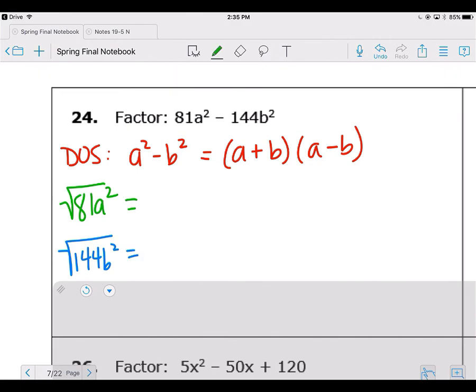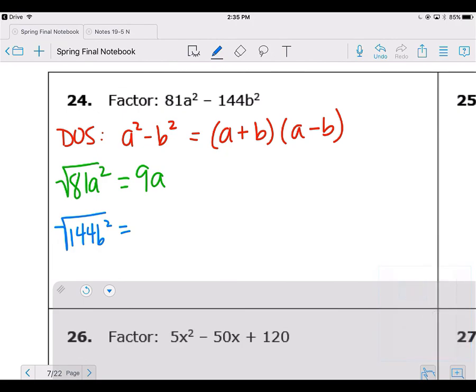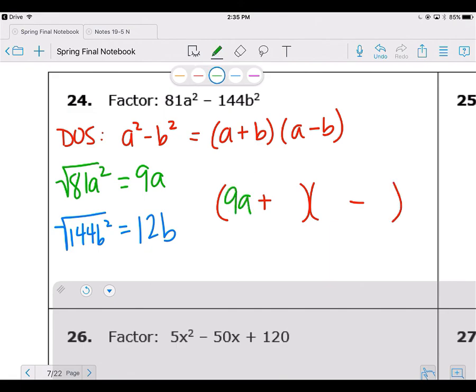So the square root of 81a squared is 9a. The square root of 144b squared is 12b. And then I simply plug these in the same order I saw them and make one positive and one negative. So my a's were first and my b's were second.